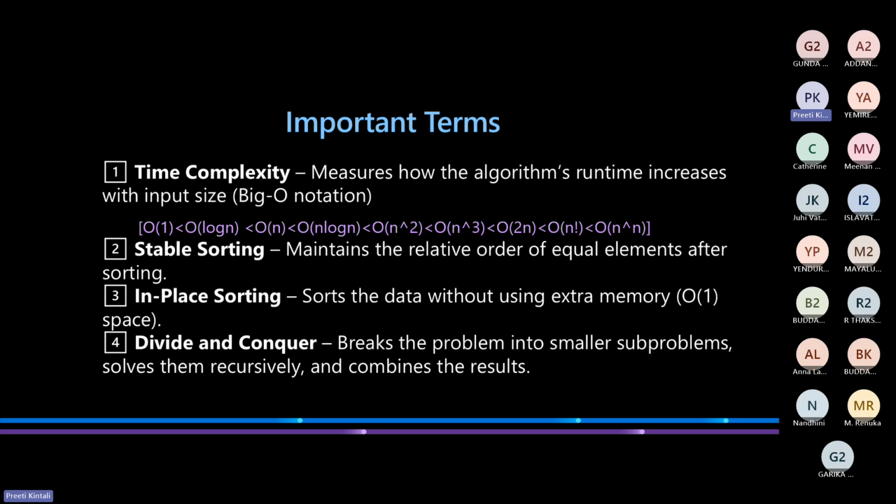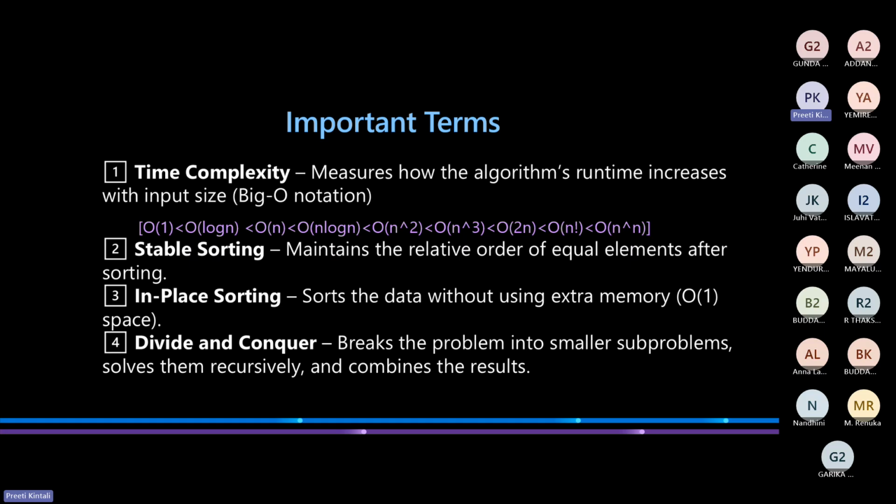Here is the general increasing order of time complexity. Big O of 1 is said to have the least time complexity, the best time complexity. Then O(log n) is a little more than that, and then O(n) is more than that. Then O(n log n), O(n^2), O(n^3), O(2^n), O(n!), and O(n^n). So this is about time complexity.